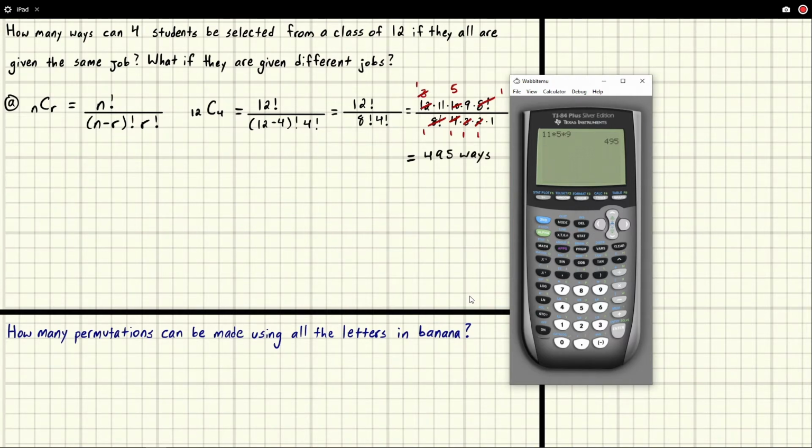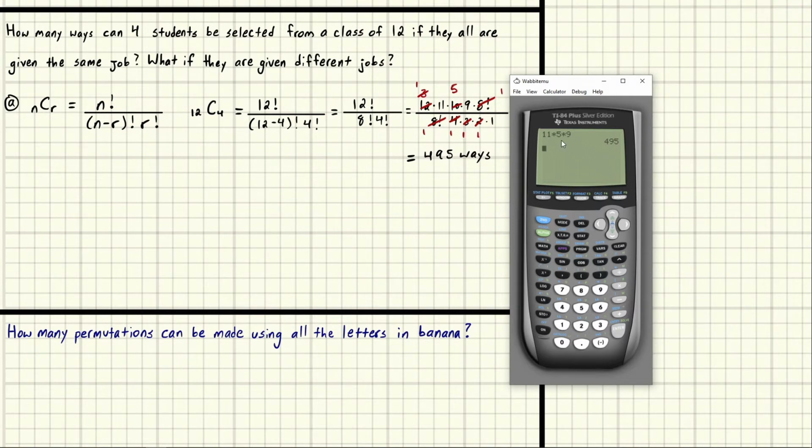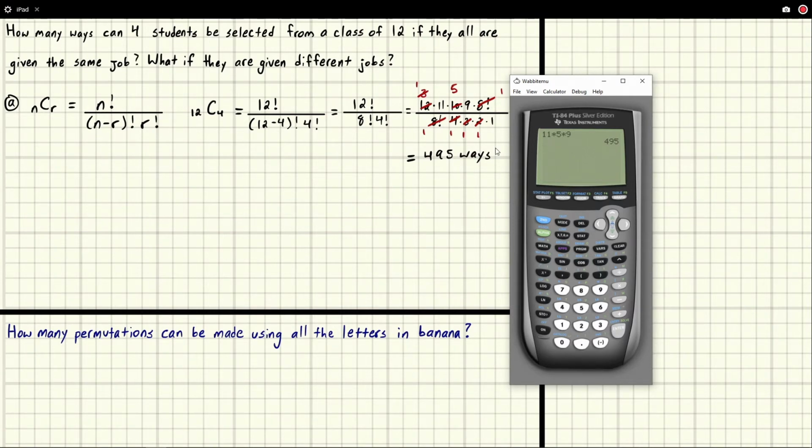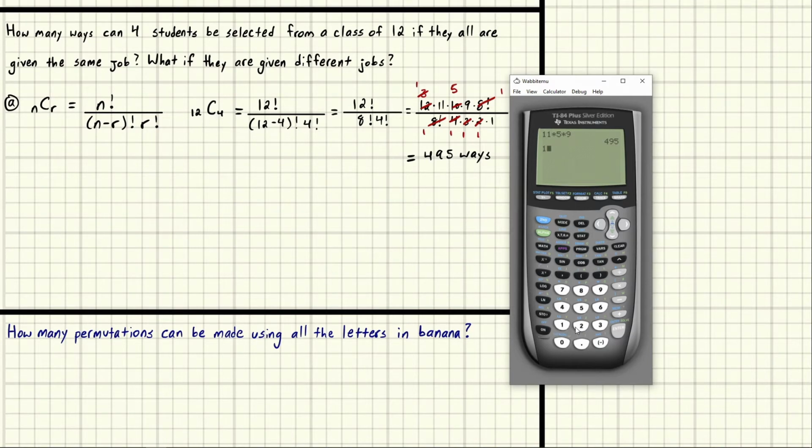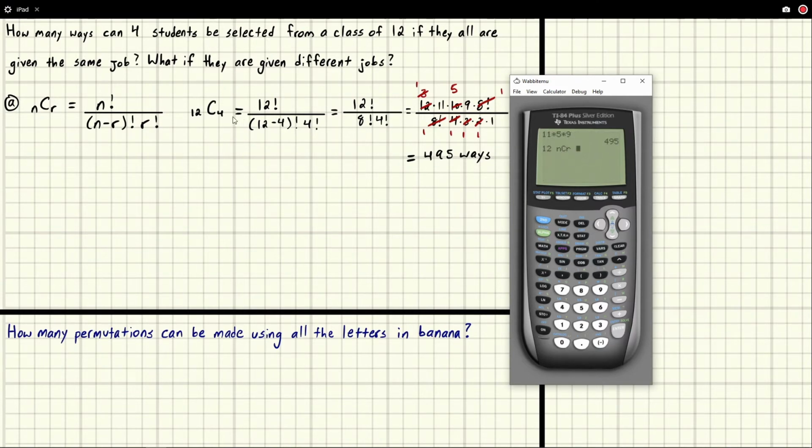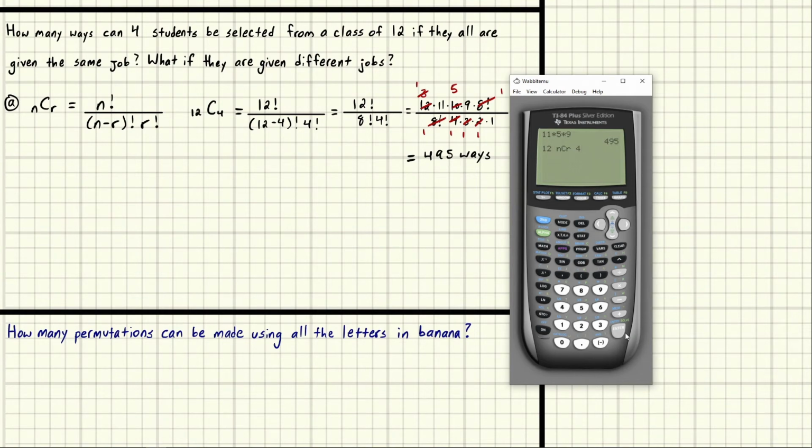Now we can, of course, do this with the calculator. So first we type in n, because it comes before. So we're going to type 12. Then we're going to go to math, go over to probability, and choose nCr. It's option 3. We're going to hit enter. And now we type in the r number on the r side, which is 4. We hit enter, and we see we get the exact same result, 495. So if you use the calculator, that's how you would do that.